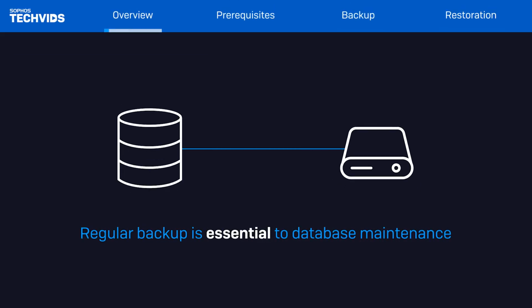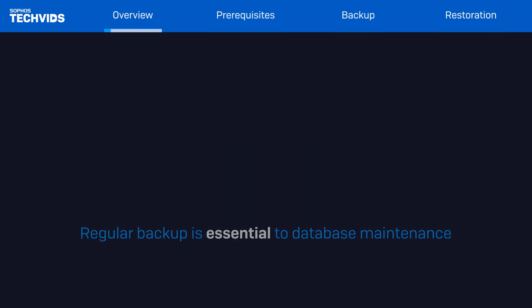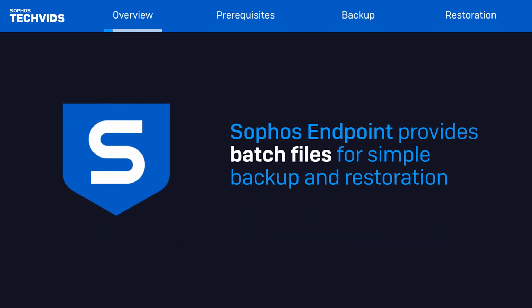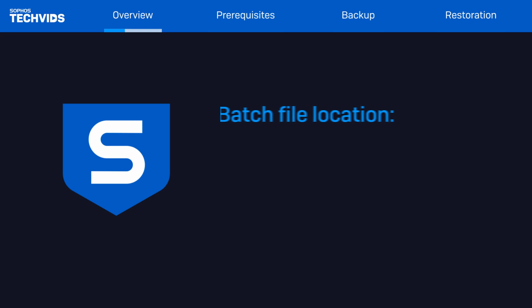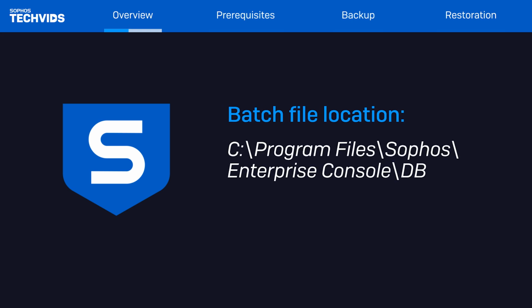Regular database backups are an essential part of any database maintenance plan. Sophos Endpoint Security and Control come with a couple of batch files which make it simple to take a full backup of the Sophos database and perform a restore. By default, these tools can be located in Program Files, Sophos, Enterprise Console, DB. The file names are backupdb.bat and restoredb.bat.